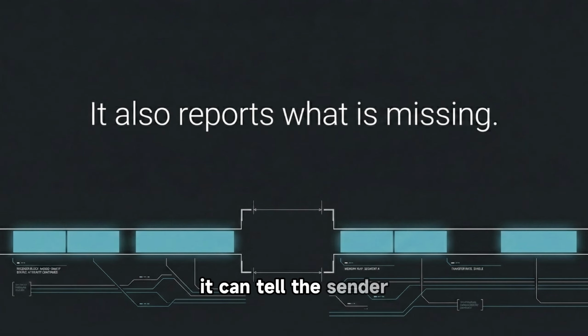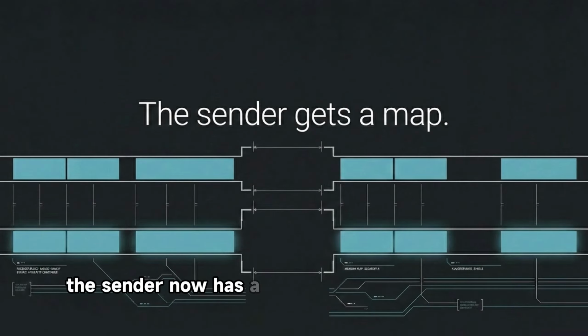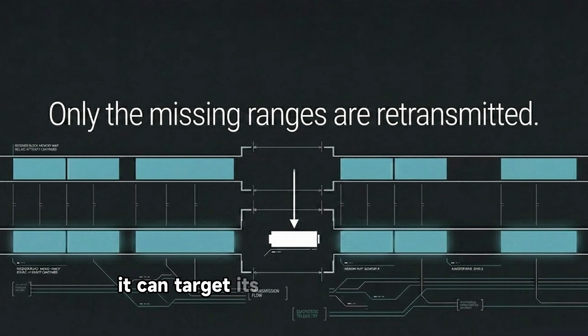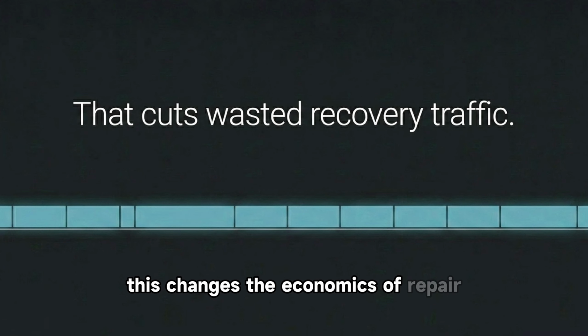It can tell the sender, "I'm still waiting for bytes 800 through 1200, but I do have 1200 through 1600 and also 1800 through 2200." The sender now has a precise map of what arrived and what didn't. It can target its retransmission exactly, send only the missing ranges, skip everything the receiver already has. This changes the economics of repair.